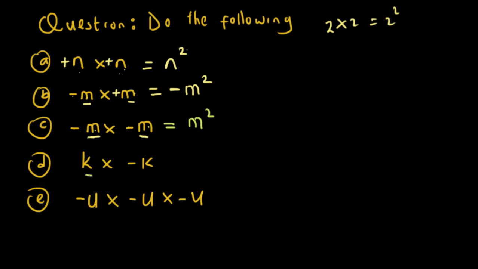D. The sign of k here is plus. The sign of the second k is minus. Plus times minus is minus. K times k is k squared. Do you understand?